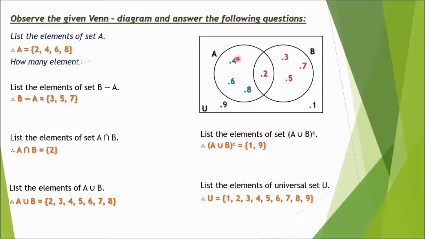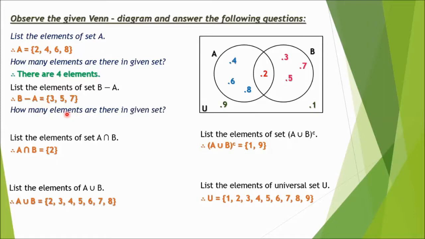Now see how many elements are there in each given set. In set A, how many elements are there? There are 4 elements, isn't it? There are 4 elements. How many elements are there in B difference A? There are 3 elements, isn't it? You can easily say there are 3 elements because you can easily count them. They are countable sets. There is only one element in the set A intersection B.